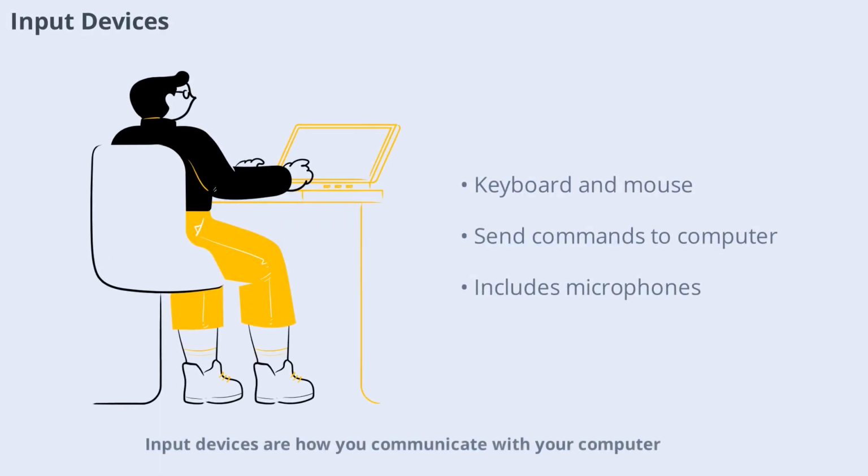Input devices are how you communicate with your computer. The most common examples are the keyboard and mouse. Keyboards let you type commands and text, while mice allow you to move the cursor and select items. Other input devices include touchpads, trackballs, and even microphones. These tools make it possible to give instructions and control your computer. Next, let's see how your computer communicates back to you, output devices.